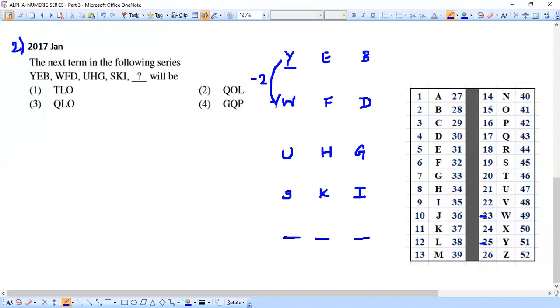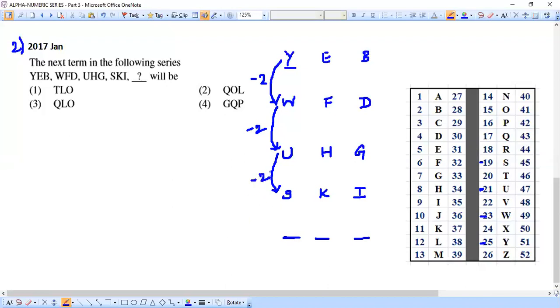Next, they are moving from W to U. W is at the 23rd position, and U is at the 21st position. So 23 to 21 is once again -2. I'll place it here. And U to S: U is at the 21st position, S is at the 19th position, correct? I'll mark it here. So 21 to 19 is once again -2.